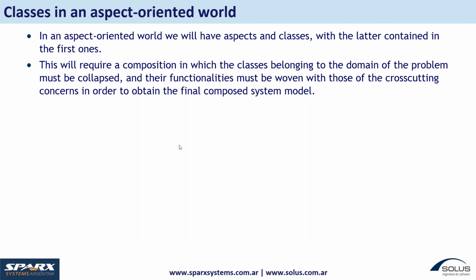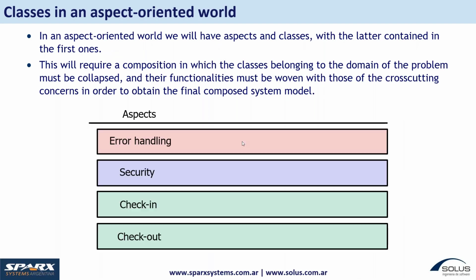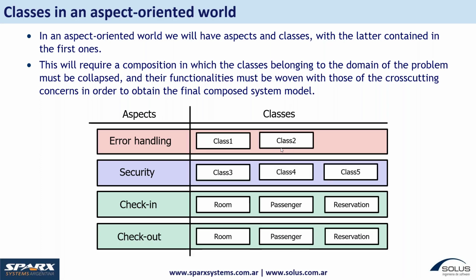So in an aspect-oriented world, we will have two concepts. We will have aspects. For instance, from my previous examples, we have the aspects error handling and security, and the two aspects belonging to the problem domain, check-in and check-out. Every aspect includes different classes. In some cases, the same class could be present in different aspects. So we have aspects and classes.